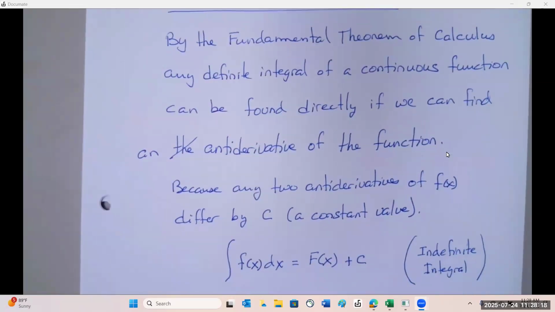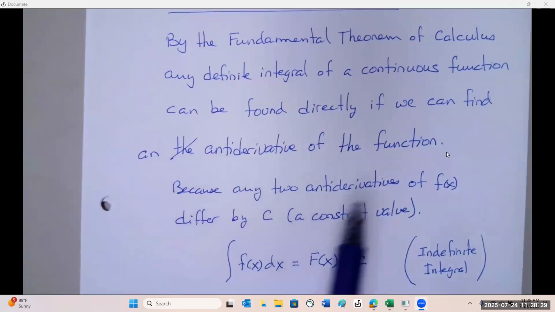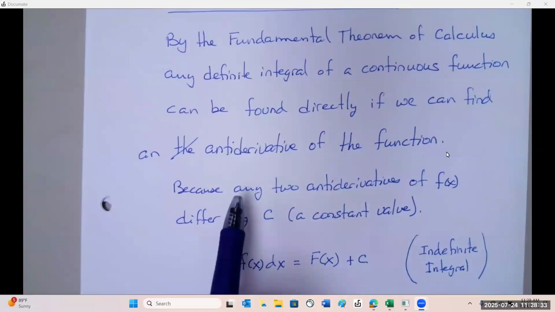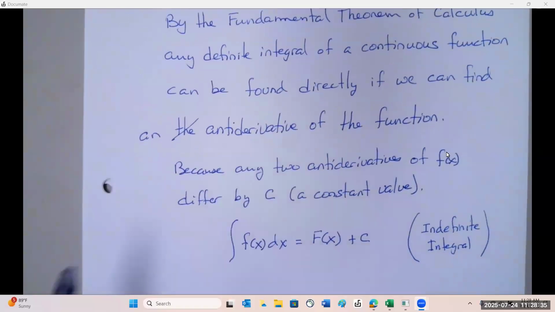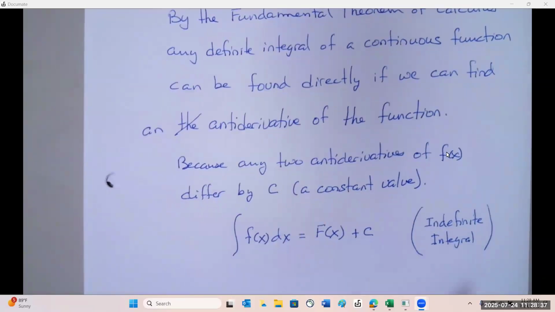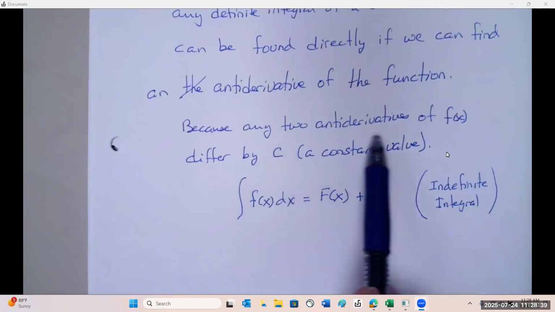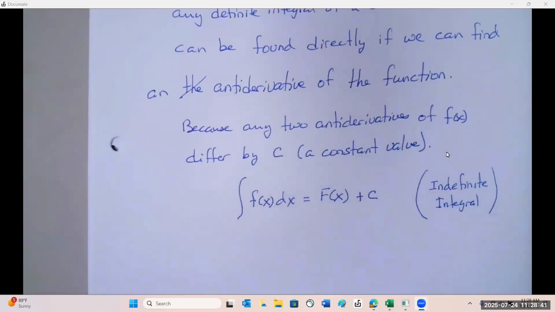Important note, by the fundamental theorem of calculus, any definite integral of a continuous function can be found directly if we find an antiderivative of the function. The reason it's an antiderivative is because any two antiderivatives will differ from each other by a constant. We talked about this in chapter 3.